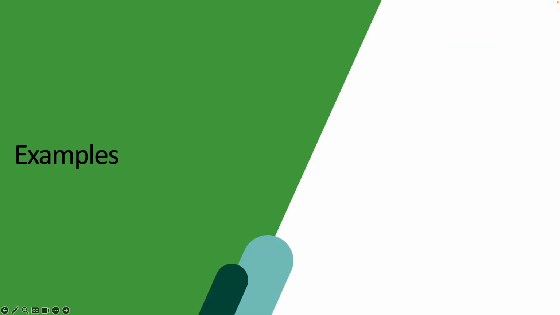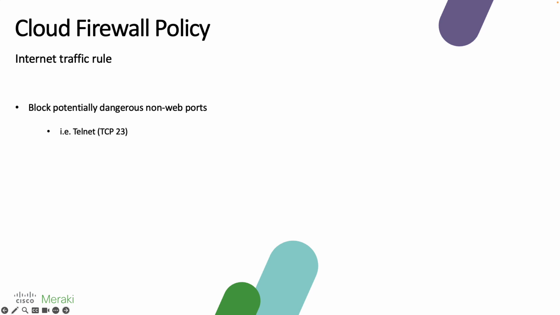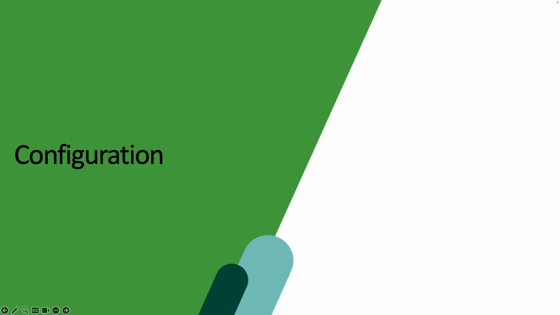So let's take a look at some examples. An example of how you might use the internet traffic rule is to block against any potentially dangerous non-web ports. In the example we're going to go through, we're going to be blocking telnet traffic. So let's see what this looks like in the configuration.